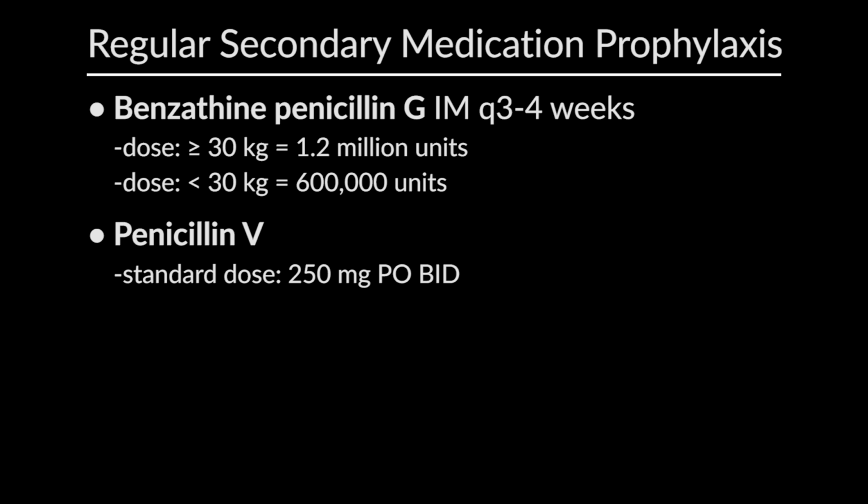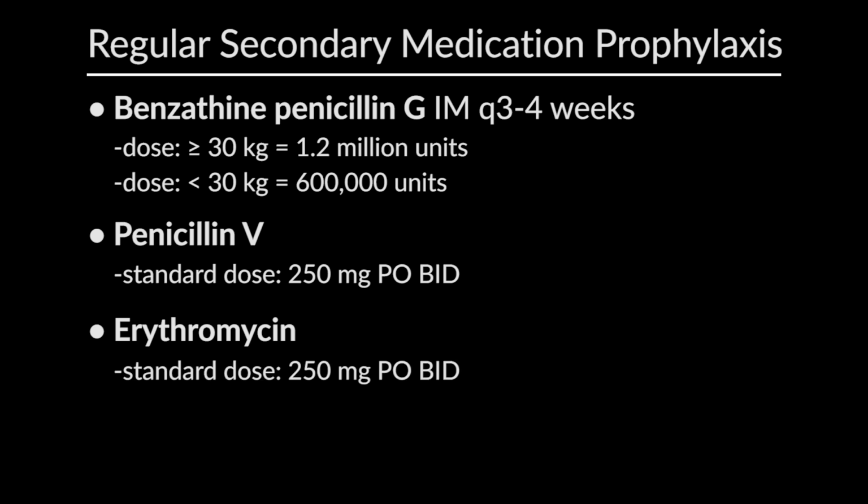Here, I would like to insist on the necessity to give the injectable form of penicillin because it has shown better results compared to the oral form of penicillin. Erythromycin is given if there is proven allergy to penicillin. The standard dose is 250 milligrams oral twice daily.